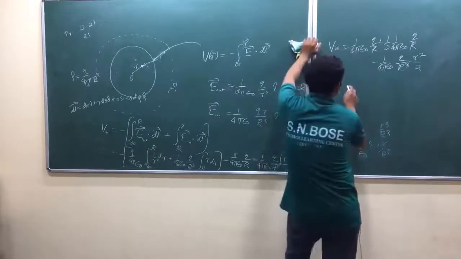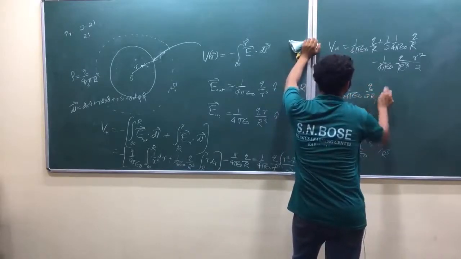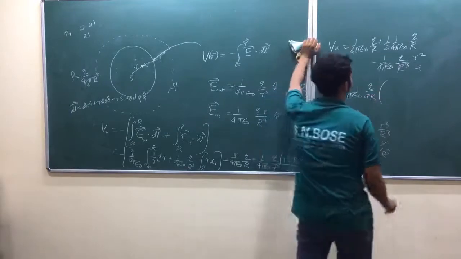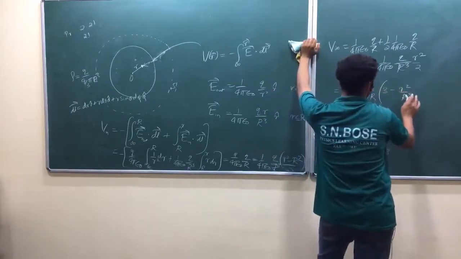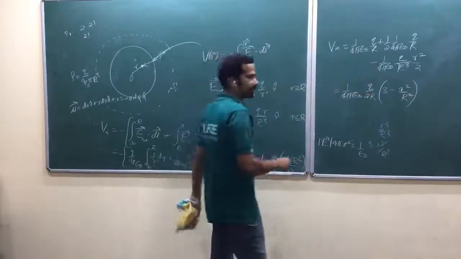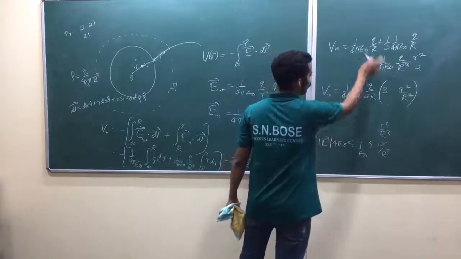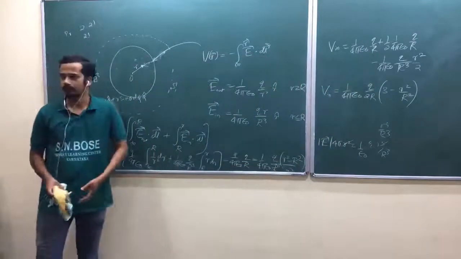One by 2 are common. 1 by 4 pi epsilon naught Q by 2 are common. 3 minus R square. Yeah, that's correct. I think they will give the answer like this. Anyway, at last you should be able to manipulate and get into whatever answer they have given. Okay.